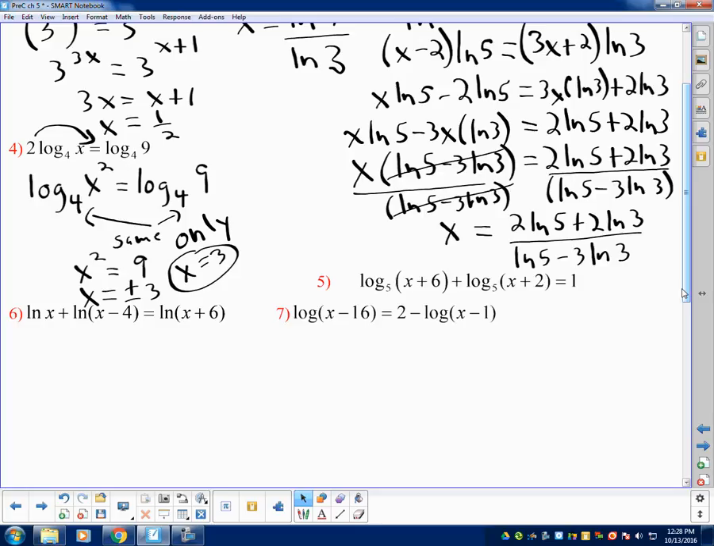But number 6, what we need to do first is get this to be a single logarithm here. So here's what that looks like. The properties of logarithms say that ln of x plus ln of x minus 4 is the same as ln of the product of x times x minus 4.